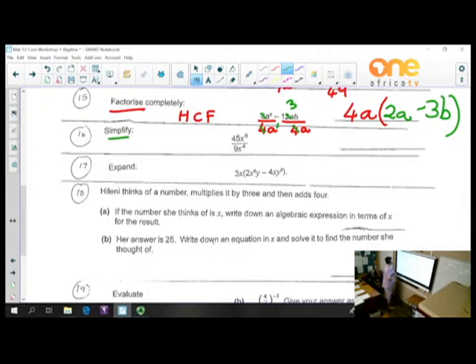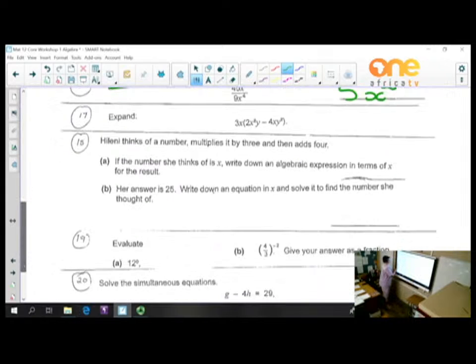Question 16, simplify. There we're just going to divide the numbers, which is 5. And what is the rule for indices? When I divide, I subtract. So it is then x to the power of 2.